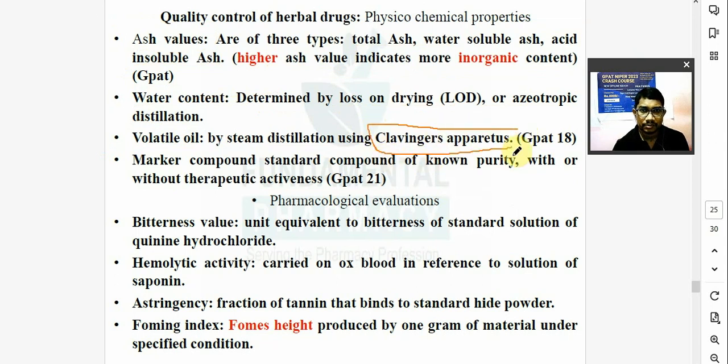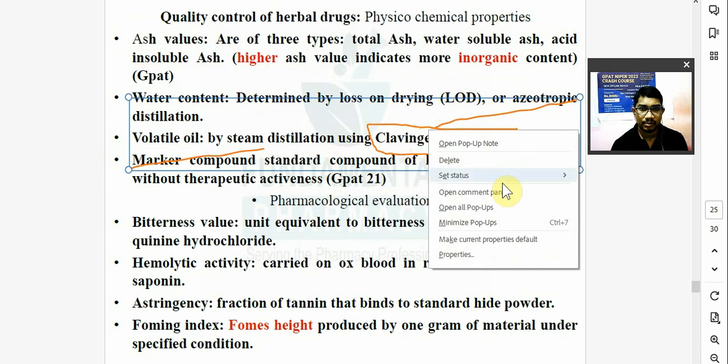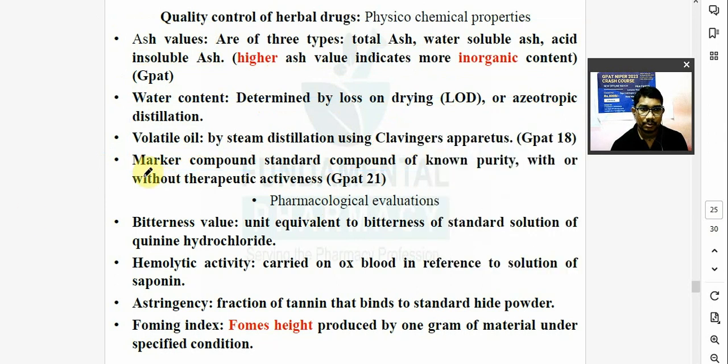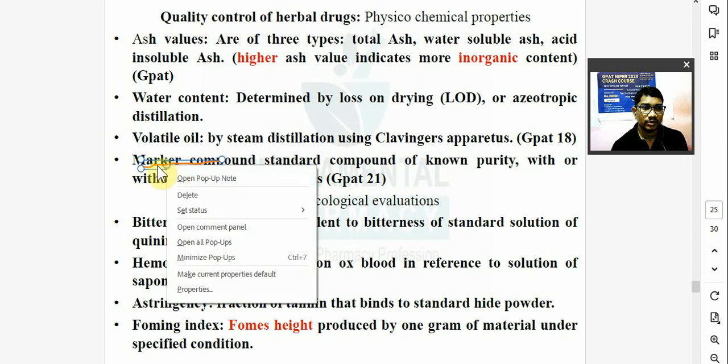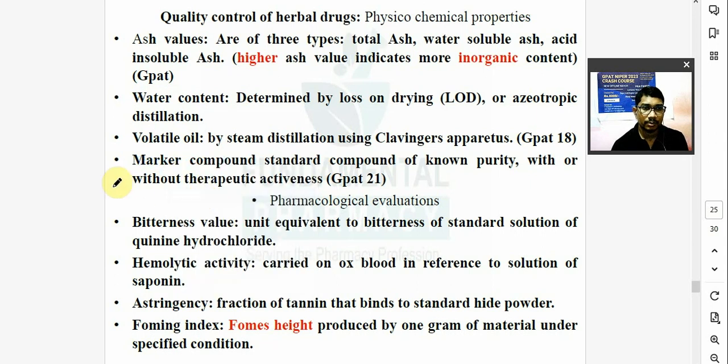So what is a marker compound? It is a compound of known purity. For example, if you want to quantify what percentage of digoxin is in Digitalis, in the extract of your sample, how can you do that? For that you need some standard. So the standard digoxin is a marker compound.